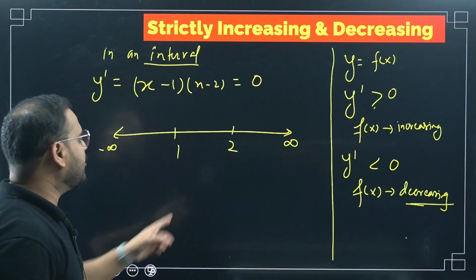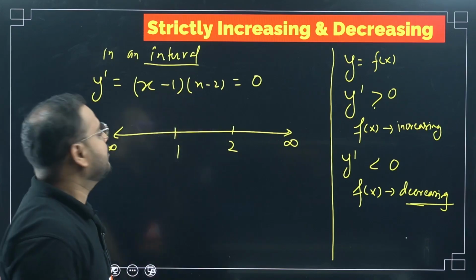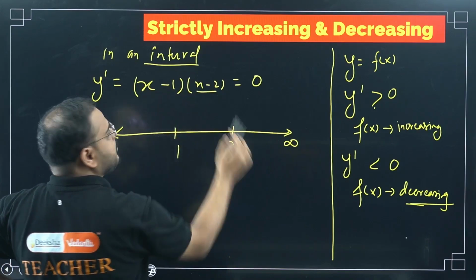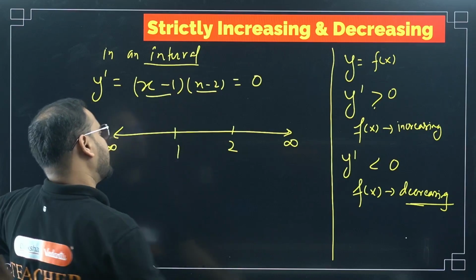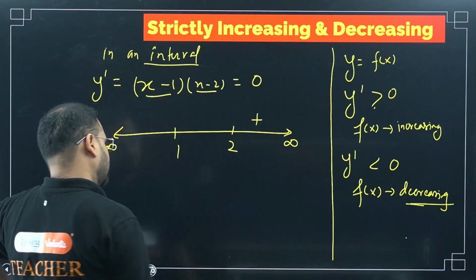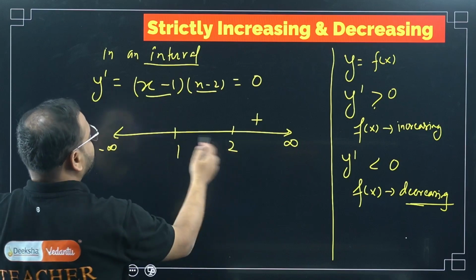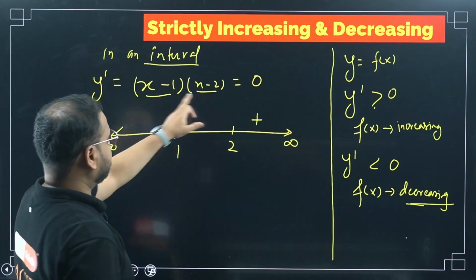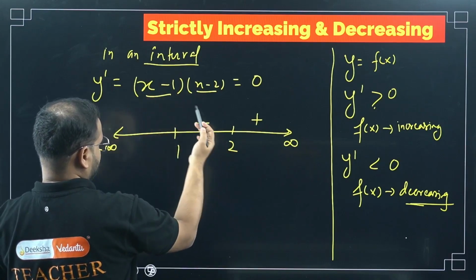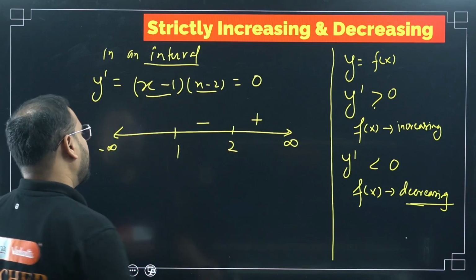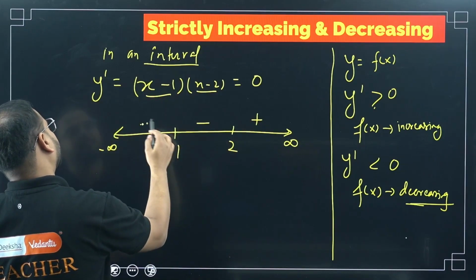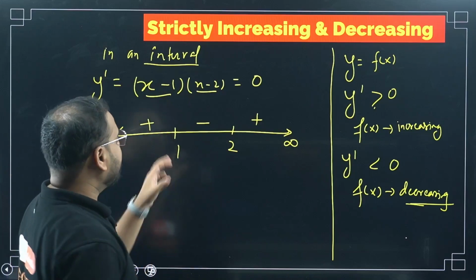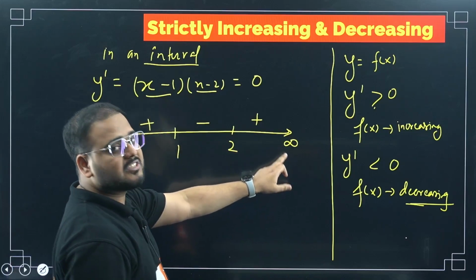Now put any value after 2 in the derivative. So 3 minus 2 will be what? Positive, and 3 minus 1 will again be positive. So I'll write the sign here as positive. Before 2, this will be negative, this will be positive, so negative into positive is negative. Before 1, this is negative, this is also negative, so again positive. So I can say in the interval 2 to infinity, the function is increasing.